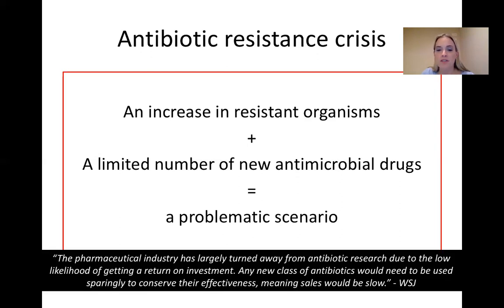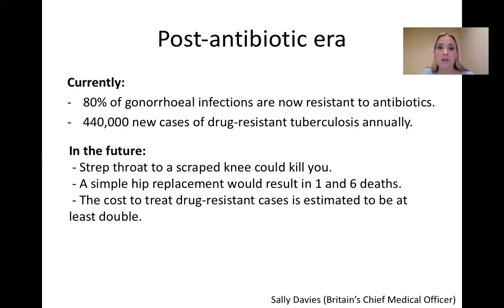And then just to discuss the other scenario here in a post-antibiotic era, what would happen if we didn't have them anymore? Just kind of some sad stuff before I talk about the hopeful stuff. Currently, we have 80% of all gonorrheal infections, that's an STD, that are now resistant to antibiotics. Again, somewhat scary. Also scary is that about 440,000 new cases of drug-resistant tuberculosis are found annually. So tuberculosis, again, is another disease I'll talk about at the end.